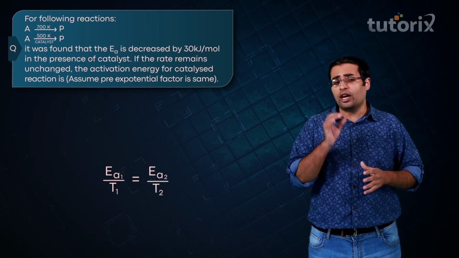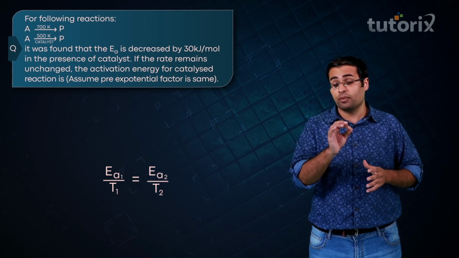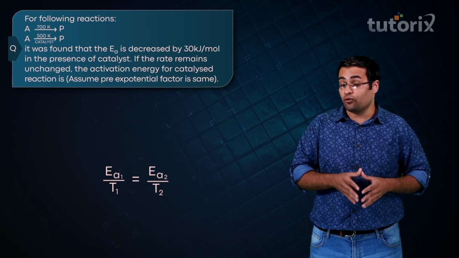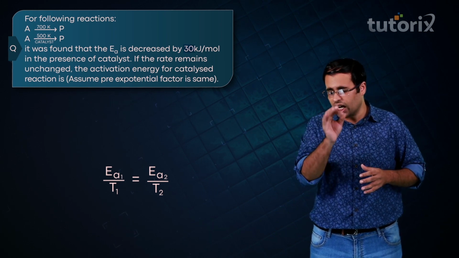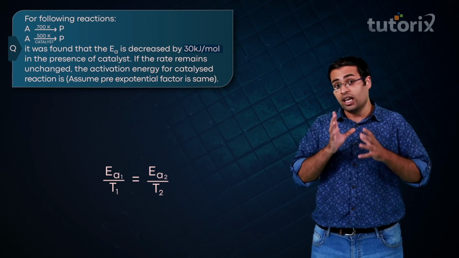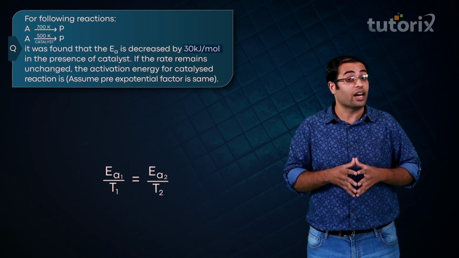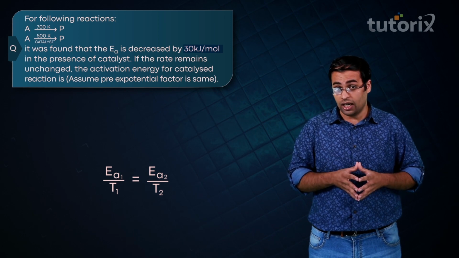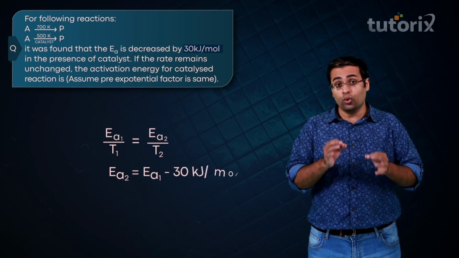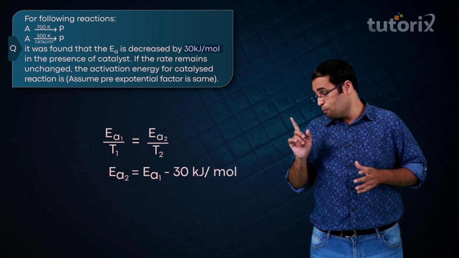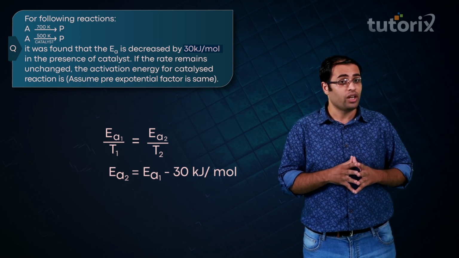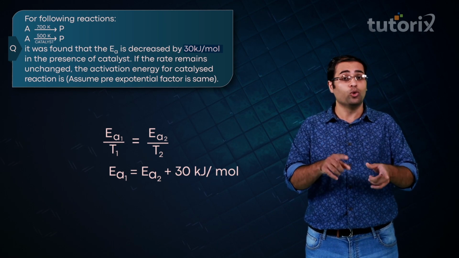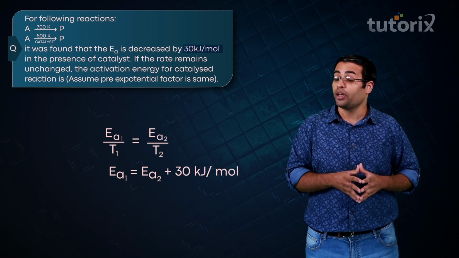Now, at this point, I would like to focus your attention on another statement written in the question, and that is: the activation energy for the catalyzed reaction is 30 kilojoules per mole less than the activation energy for the uncatalyzed reaction. So what does this mean? It actually means that EA2 equals EA1 minus 30 kilojoules per mole. Now, reshuffling this, we can get the value of EA1 equals EA2 plus 30 kilojoules per mole.